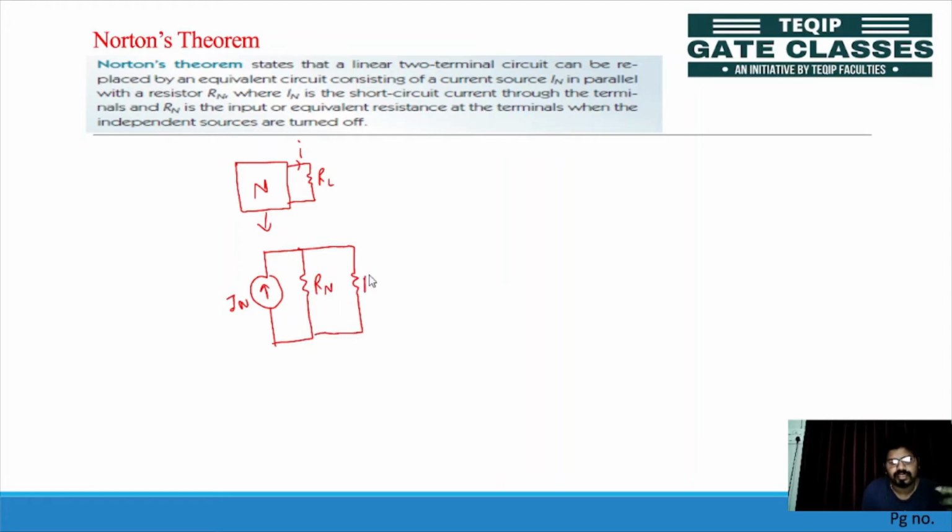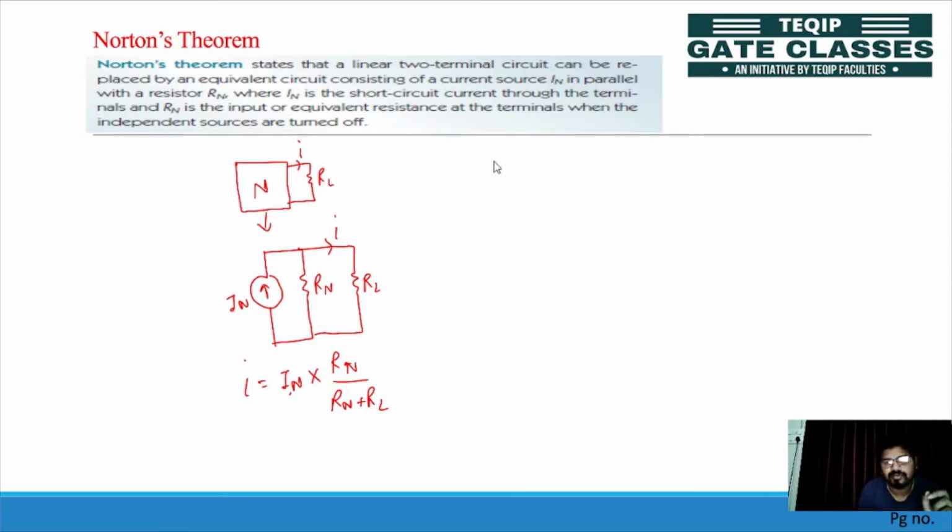Okay, so you converted this N into this, then connect your load here RL, and if you have to find current in this load, then your current will be directly from current divider: IN into opposite branch resistance, that is Rn, divided by Rn plus RL. So this Rn is nothing but the RTH you have calculated before. Okay, so it's an equivalent resistance at the open circuited terminal, but this IN here is a short circuit current.